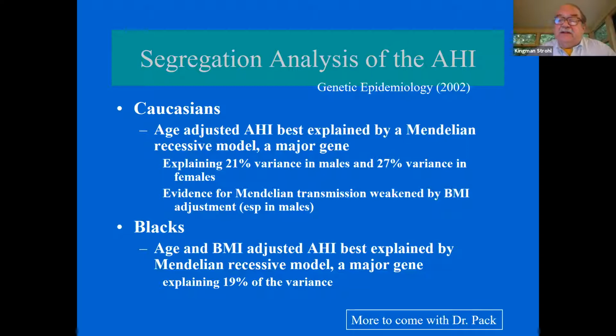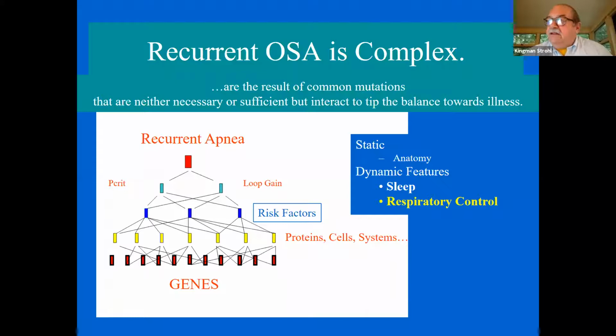So it's a complex disease. It is the result of common mutations that are neither necessary nor sufficient, but interact to tip the balance toward illness. You have static features, like anatomy, and dynamic features of sleep and respiratory control. Here's a figure Fong Han put together. At the bottom you have all these genes. Then you have proteins, cells, and systems. Then they make risk factors. Then they go into the things that are causal, P-crit and loop gain. And then you get recurrent apneas. So the fact that you could find a gene statistically through this forest of interactions and this blizzard of intersecting lines that go through all these actual pathways.